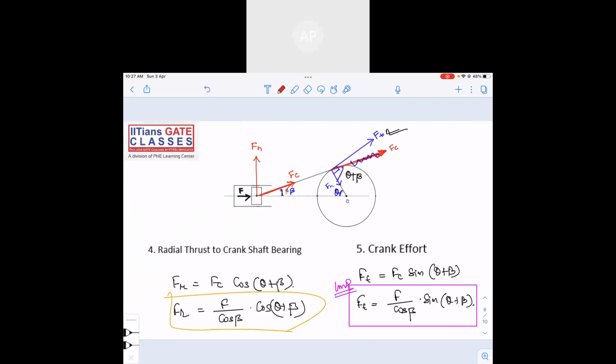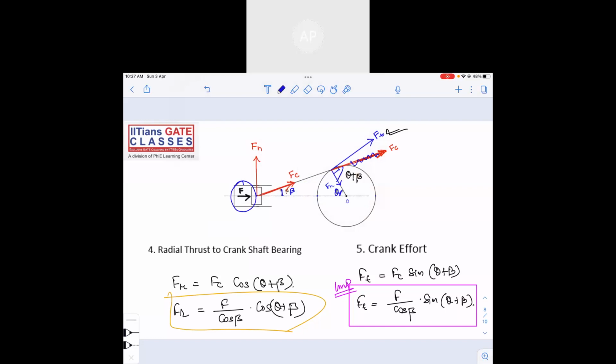Because with theta, sin theta will vary, and cos beta will also vary. Definitely the Ft, that is the crank effort, is not constant with time. With time, it is going to vary. As well, will the piston effort be constant with time?